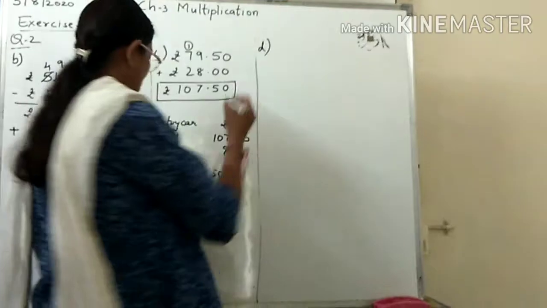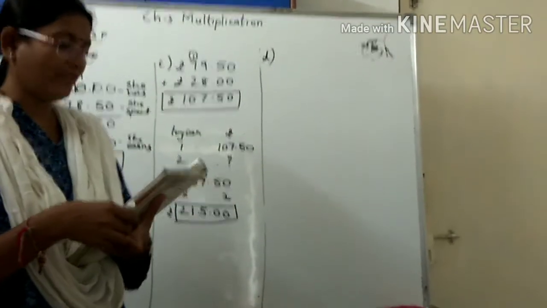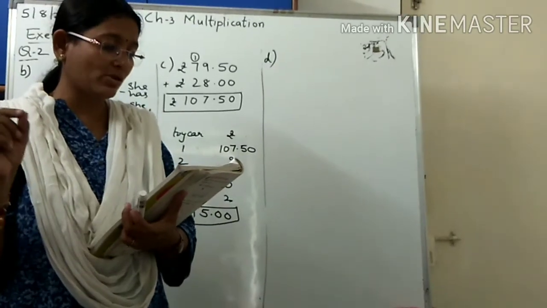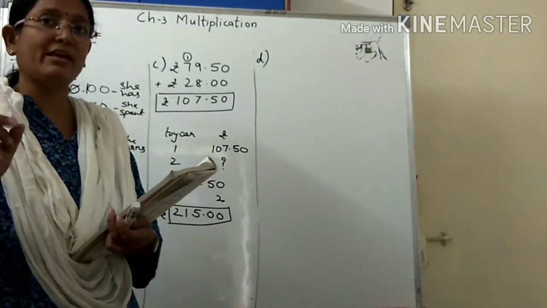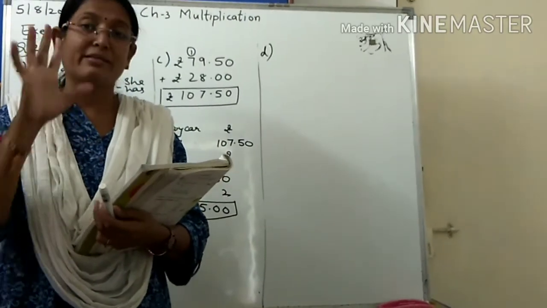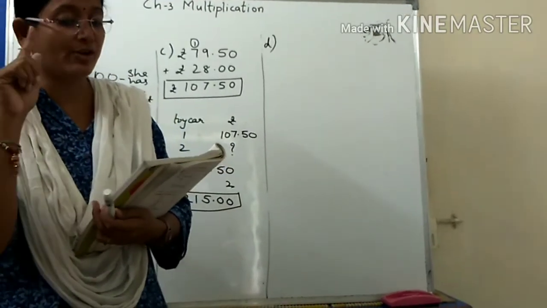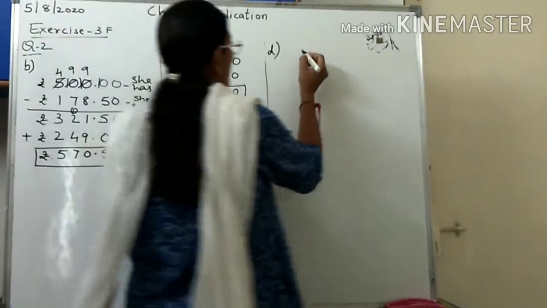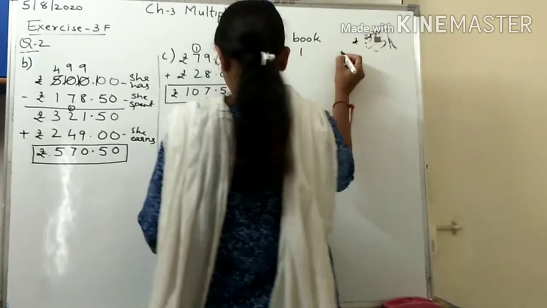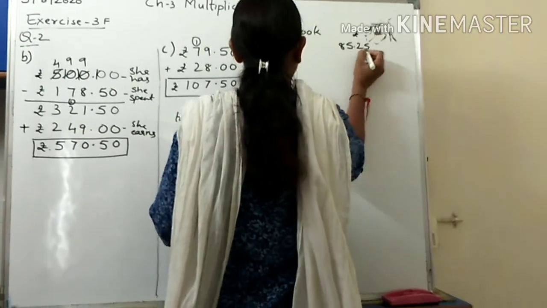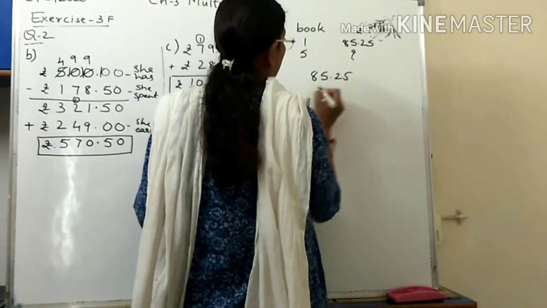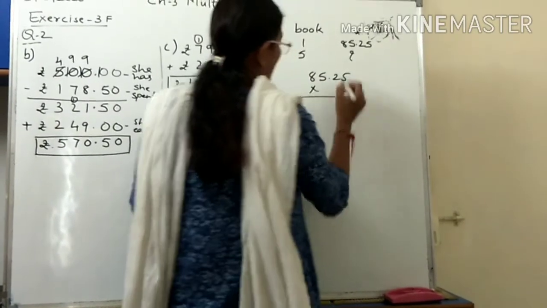Now number D is, how much change will Vimal get back from 500 rupees after paying for 5 books costing rupees 85.25 each? Means one book costs rupees 85.25, then 5 books cost rupees how much? First you have to find out that. One book is costing rupees 85.25. Then 5 of how many? So what you will do? 85.25 multiply by 5. Find out that first.